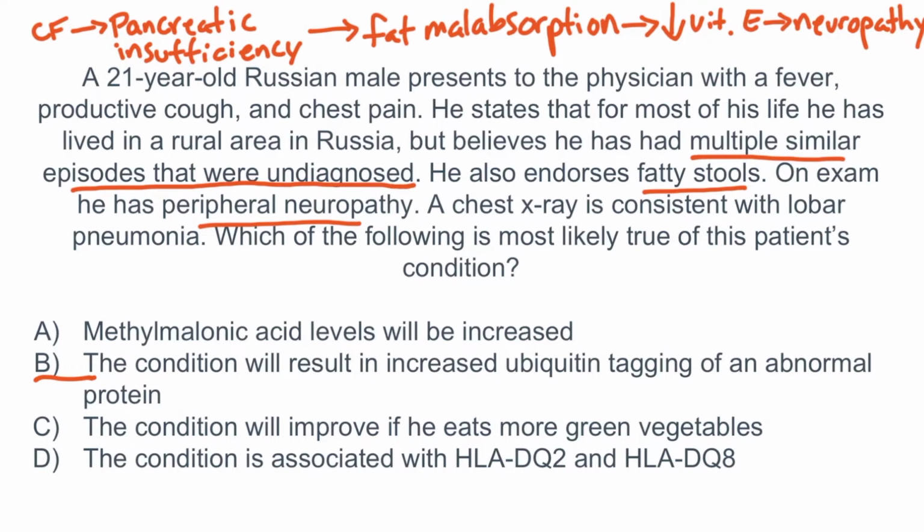A is alluding to a vitamin B12 deficiency, which can cause peripheral neuropathy, but this doesn't explain his respiratory symptoms or fat malabsorption. C is alluding to a folate deficiency, which can cause neurological symptoms, but again, doesn't explain his respiratory symptoms or fat malabsorption. D is alluding to celiac disease, which can cause fat malabsorption, but doesn't explain his respiratory symptoms. So again, the correct answer is B.